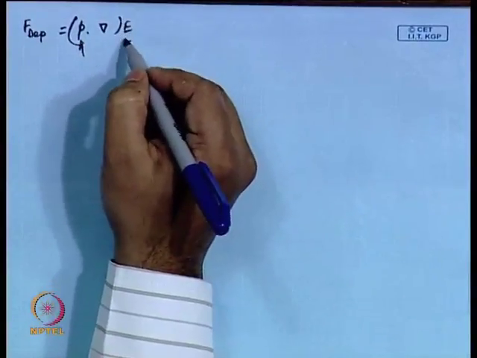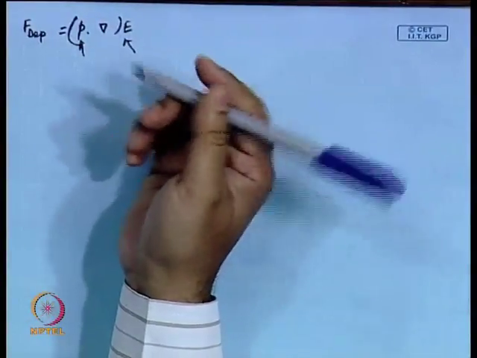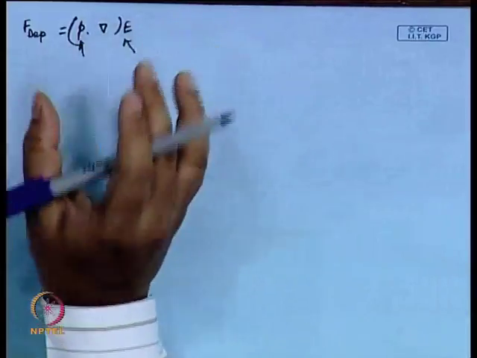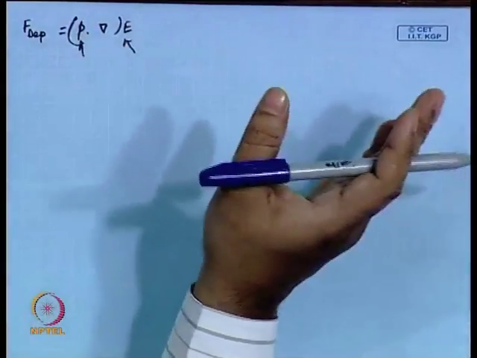Now, how will you find E for this case, point electrode and planar electrode? That is one issue. The other issue is how to find P. These are the two things you need to resolve, then only you can find out what is F DEP, and then you can equate it with F drag to find out what should be V naught such that you can trap the particle.